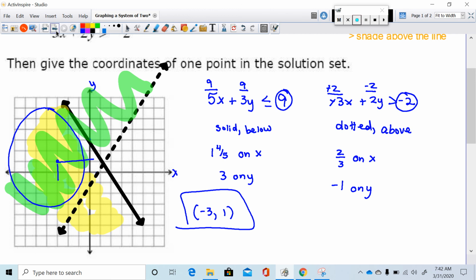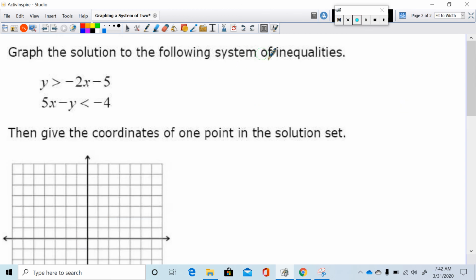So that's 1 point in the solution set. The next one, I will write these down here so I can work with them. Y is greater than negative 2x minus 5, and 5x minus 1y is less than negative 4. Okay, so this is not underlined, so it's dotted. And it's greater than, so I'm going to color above that line.